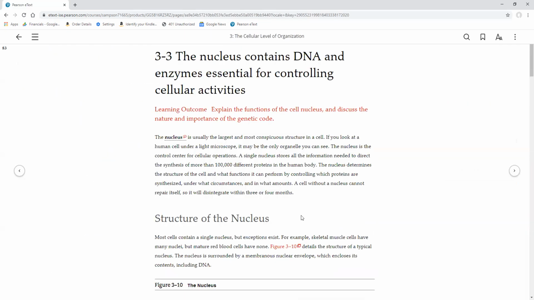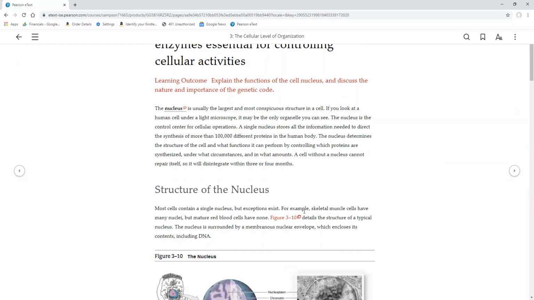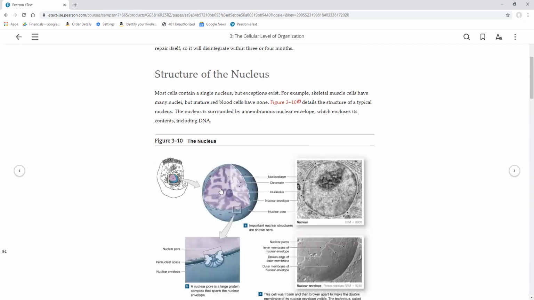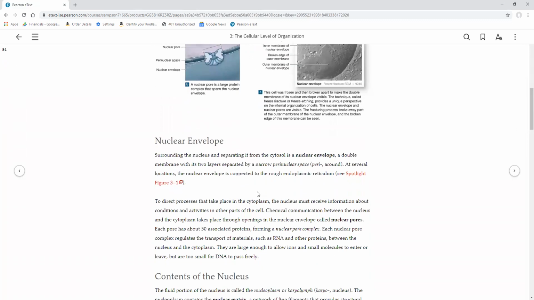All right, so the nucleus contains DNA and enzymes essential for controlling cellular activities. We definitely can see the nucleus when we stain it in cells. The structure of the nucleus, and of course we talked about the structure of this: nuclear pores, nuclear envelope, chromatin, nucleoplasm, nucleolus, control center for the cell. The chromatin is uncoiled DNA. This is everything that describes everything about us.